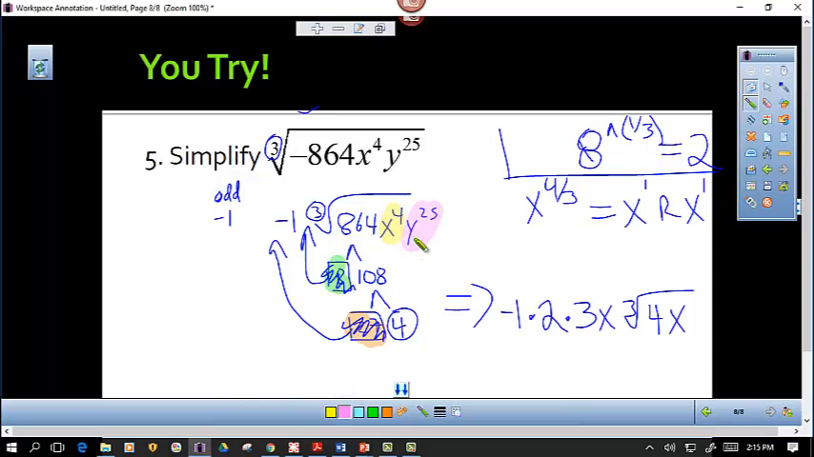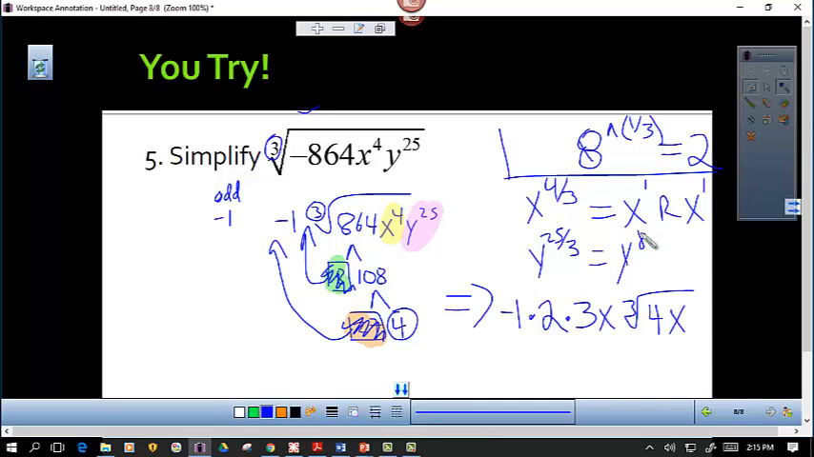So we have y to the 25. Divide that by your index of 3. So y to the 8th, because 3 goes into 25 8 times, and there is a remainder of 1y left over. So 1y is going to be underneath the radical. And then your y to the 8th is going to go outside of the radical.